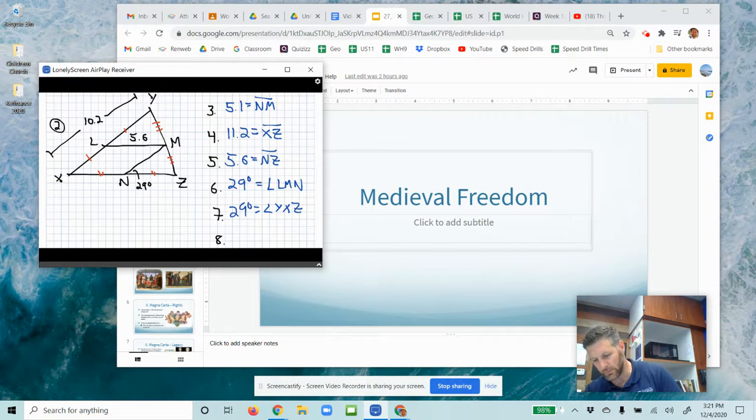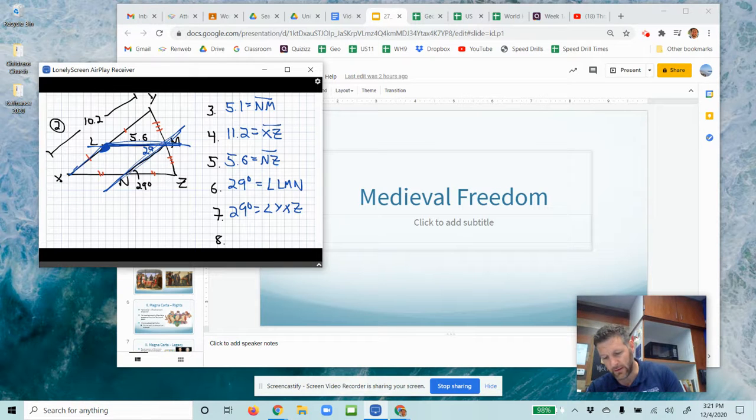And so that just leaves us with one more, number 8. Number 8 from the book says angle XLM. So we're looking for this angle right here. And that line is parallel here, so that is cut by this transversal LM. And we already learned that this angle up here was 29. So does that mean angle XLM is 29 as well?